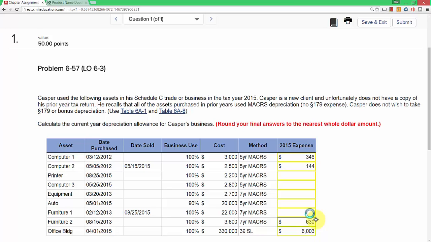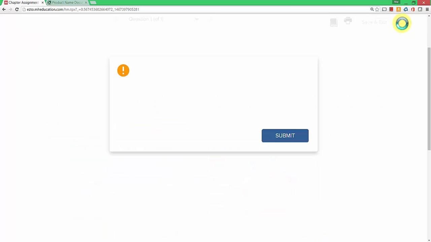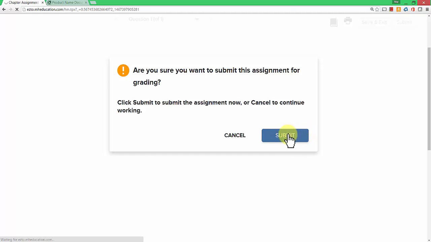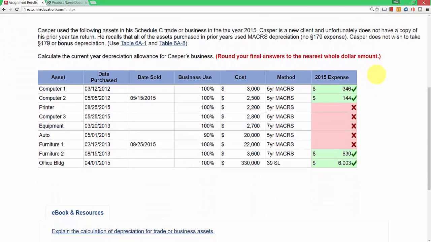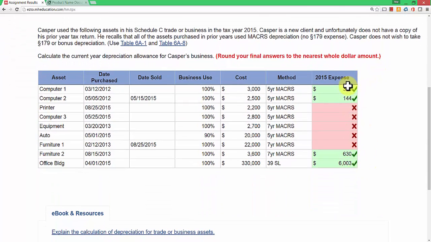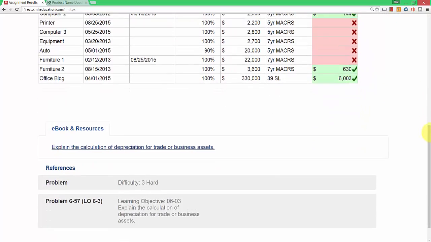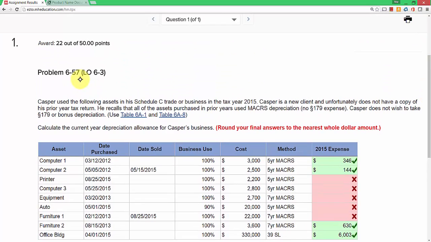So let's just submit and see what happens here. So it looks like I got the ones I attempted correct. So you guys gotta try to figure out the rest over here. Again, this is problem 57 at the end of Chapter 6.